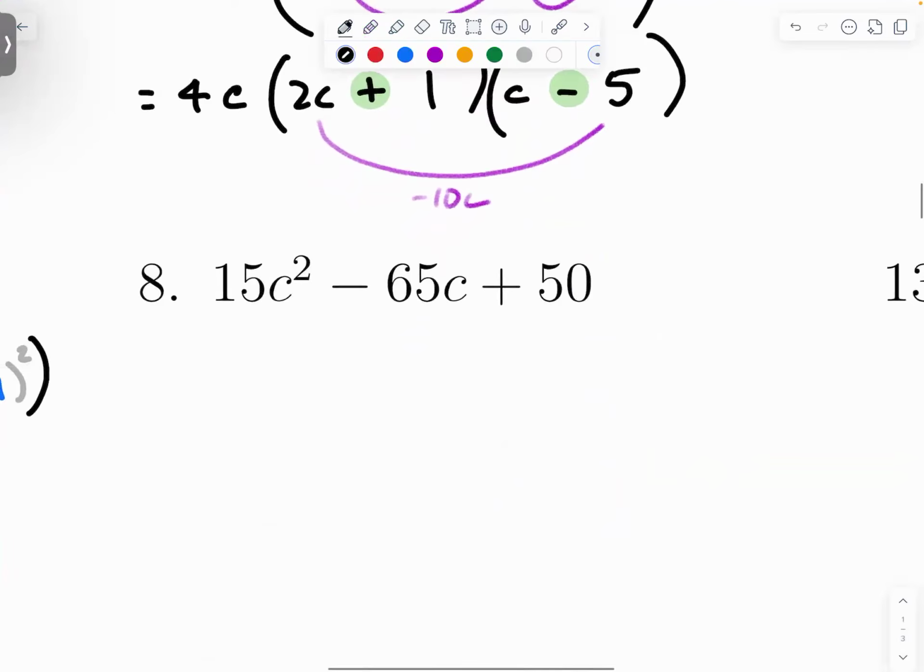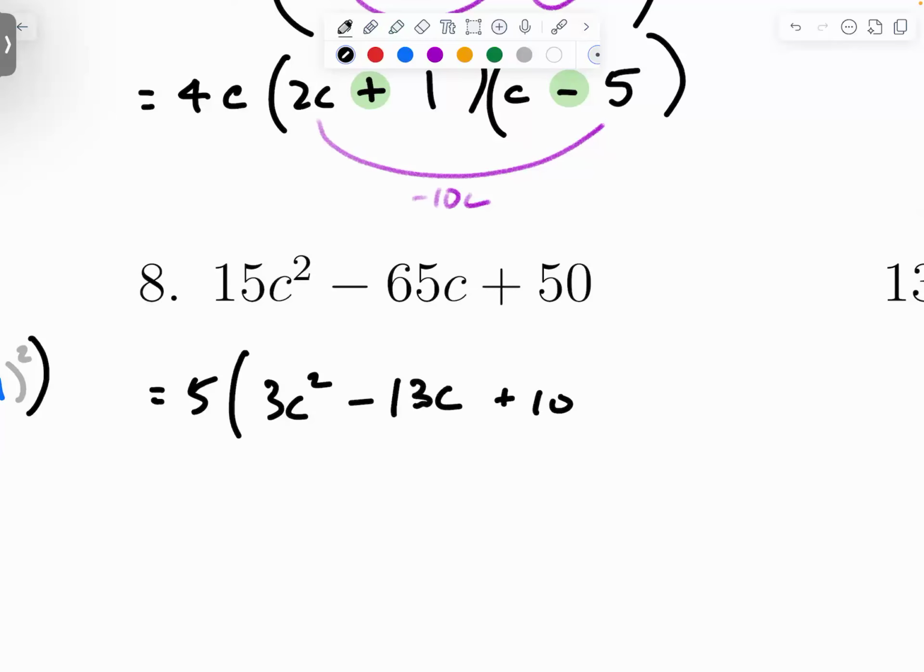Number 8. Number 8. Okay? Anything that I spot out in common? I think there's a 5 right here. 65 is not a multiple of 15. 50 is not a multiple of 15. So just a 5. Nothing much. All right, 5 times 3c squared minus 13c, and then that will be 10, right?